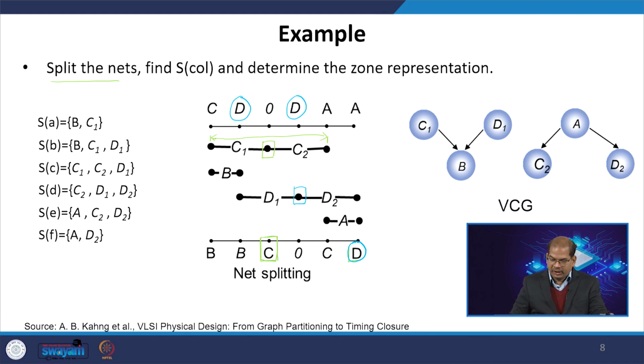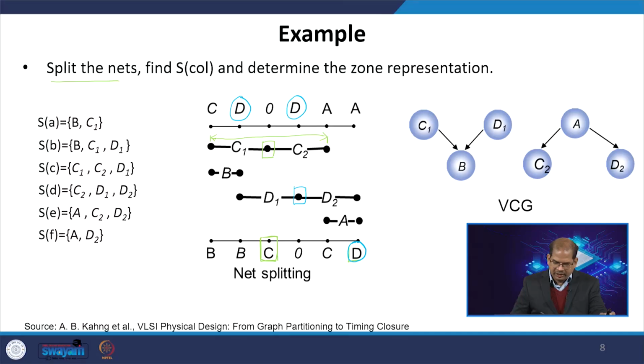So, by doing the net splitting we are reducing the constraint among the nets, and it will allow resharing of the track. Okay. So, what is the advantage of doing the net splitting? It is reducing the conflict, that is one thing, and it allows the nets to use the same tracks. Okay. So, now we have C1 and D1.